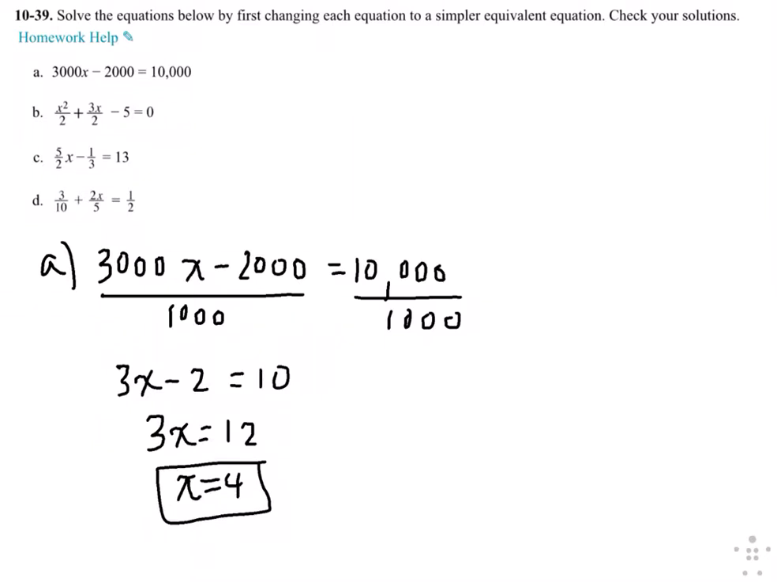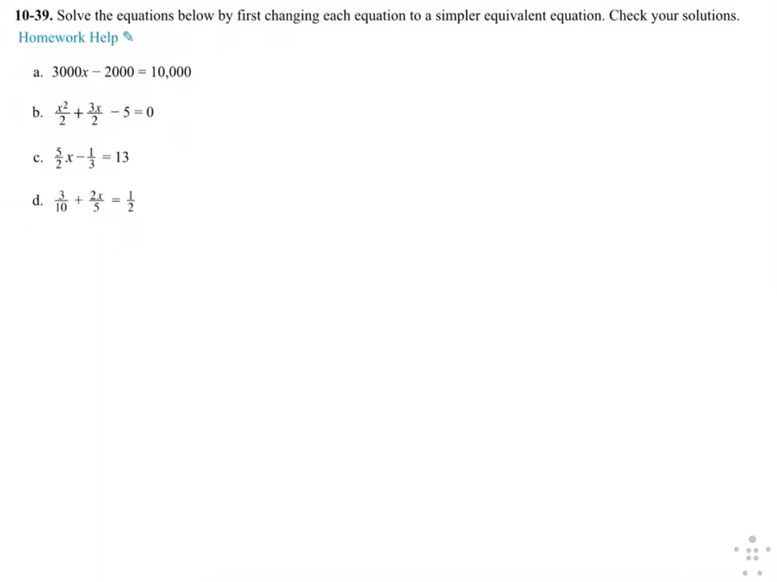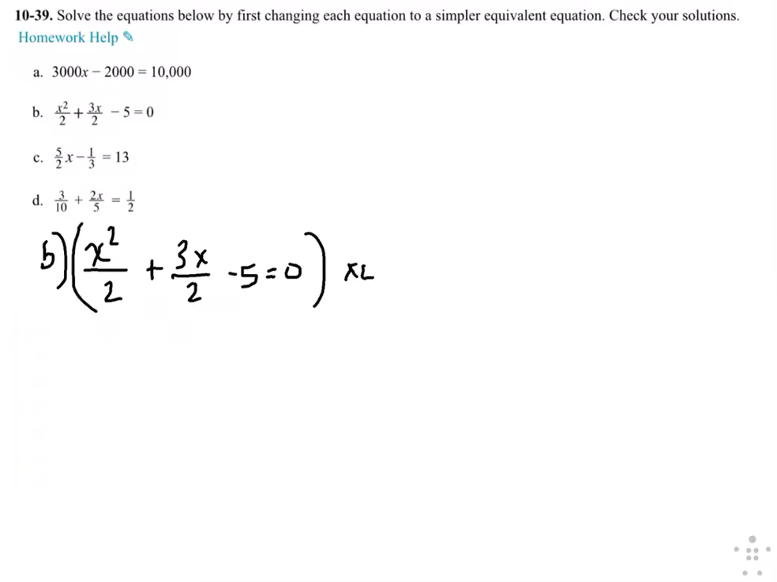Okay, for b, let me make space. For b, we have x squared over 2 plus 3x over 2 minus 5 equals 0. We could multiply both sides of this equation by 2. There's a little shorthand there. Both sides of the equation by 2, and that'll get rid of the fractions. So we have x squared plus 3x minus 10 equals 0. Remember, all the terms have to be multiplied.